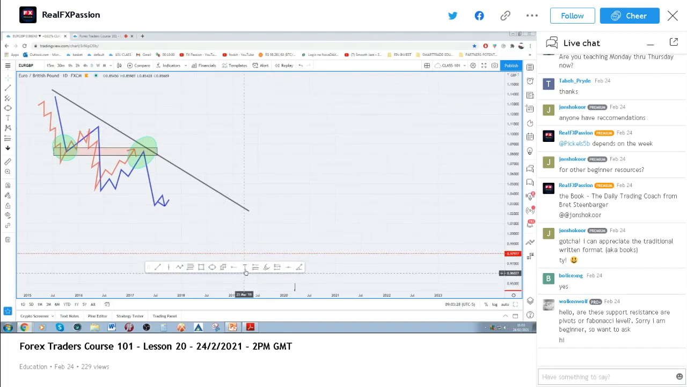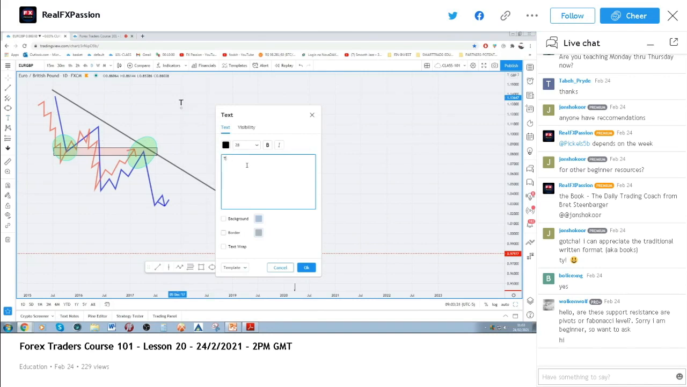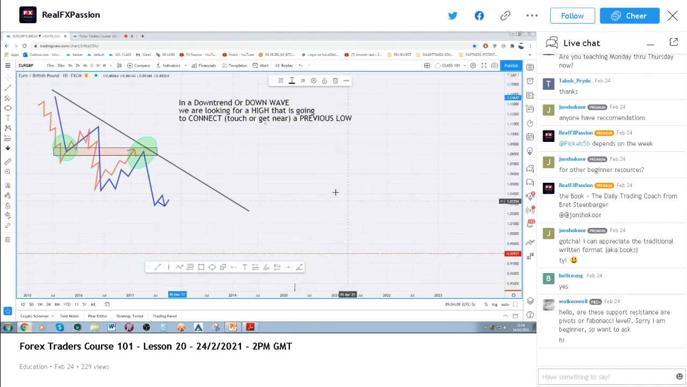So in a downtrend or down wave, we are looking for a high that is going to connect, touch, or get near a previous low. Okay, everybody.